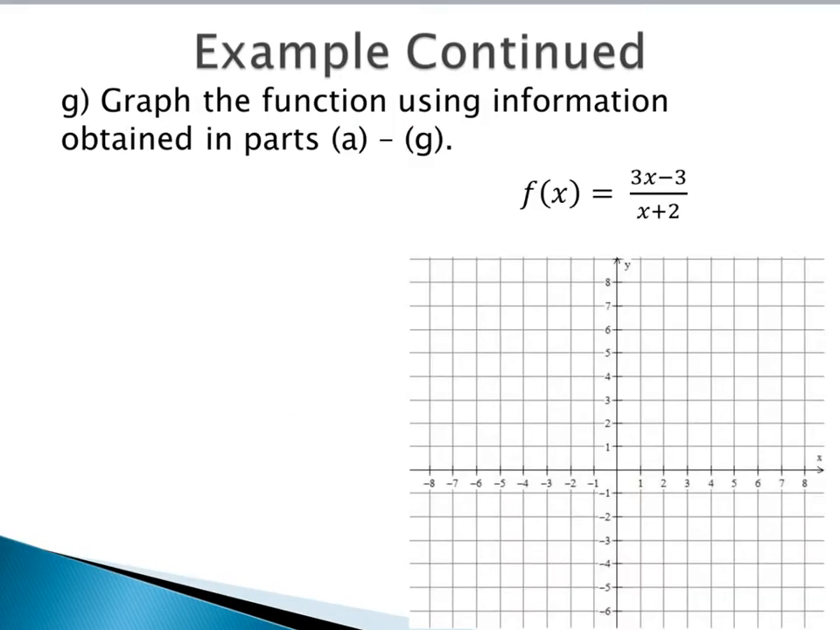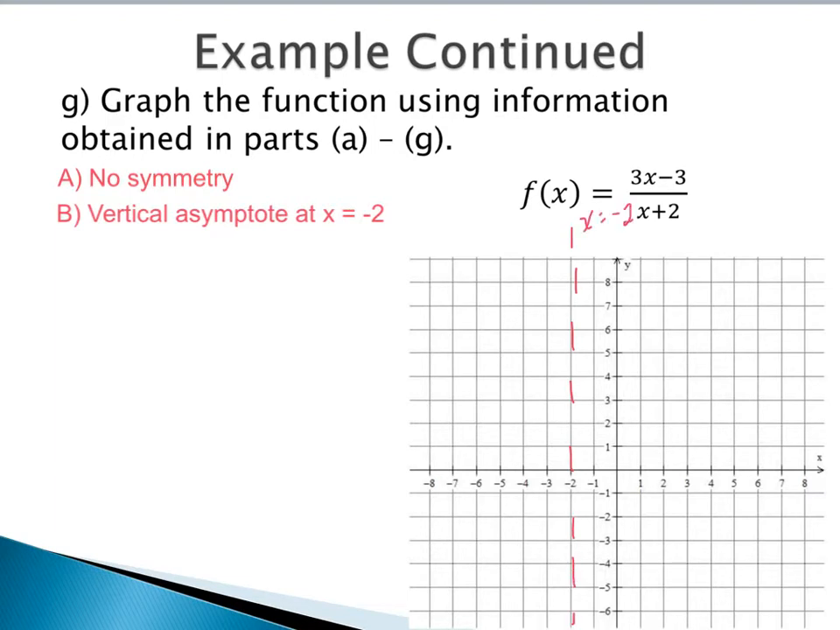Finally, now we're up to using the information that we obtained to graph the function. First, remember we said that there was no symmetry, so we can't really do too much with that information. Next, we found there was a vertical asymptote at x equals -2, so we want to put that in as a dashed line, and we can note it up here as x equals -2. Next, we found there was a horizontal asymptote at y equals 3, so y equals 3 would be a horizontal line, again written as dashed.